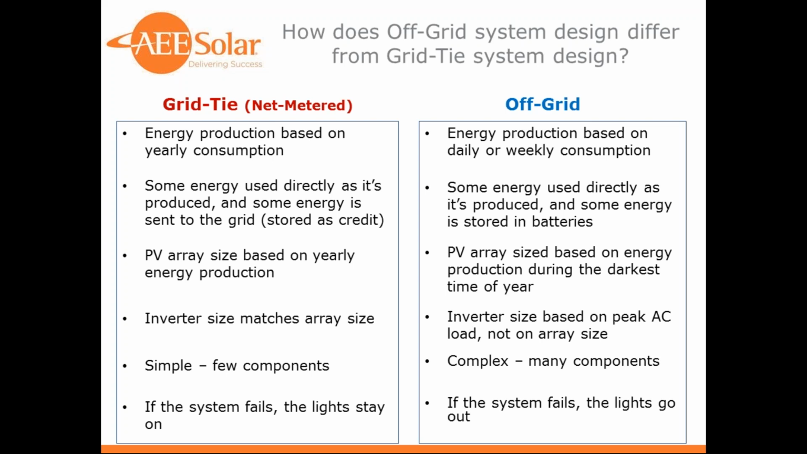In grid tie, the energy production that we're aiming for in the design is based on the yearly consumption. So in a grid tie system, you might make a lot of energy in the summer and be able to use the credits for that energy in the winter time. So we look at yearly production to try to minimize or zero out a utility bill.